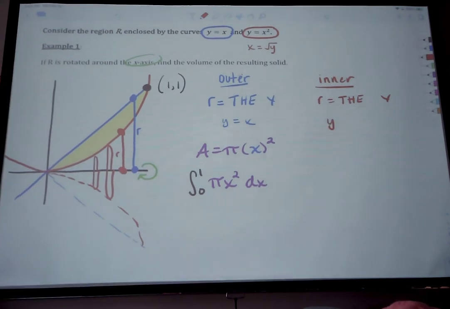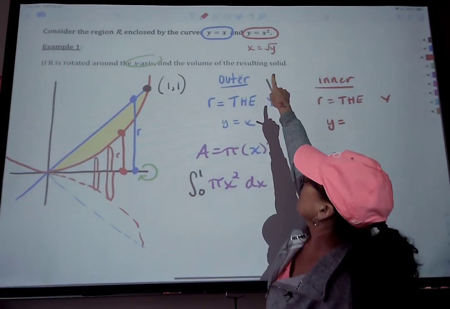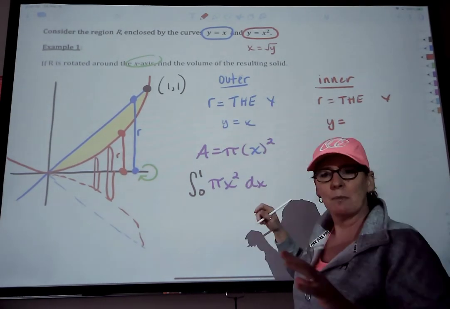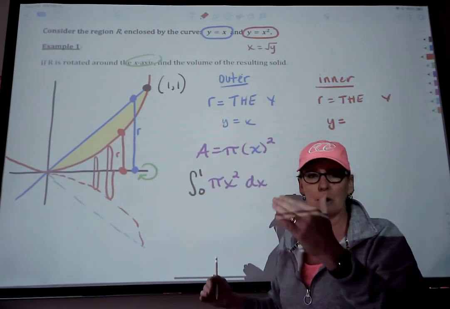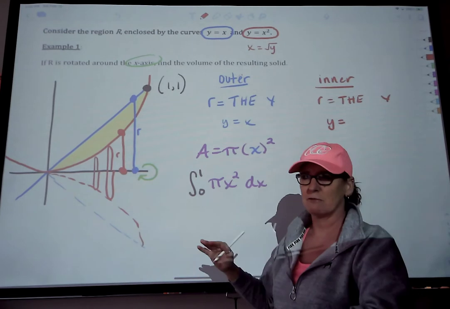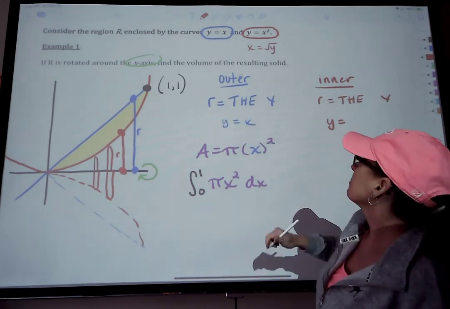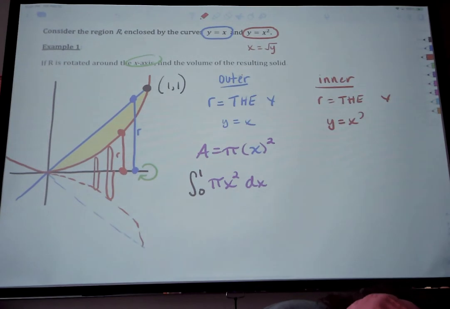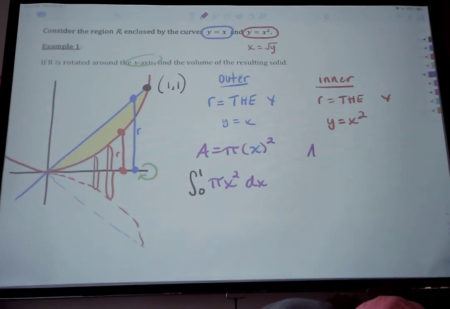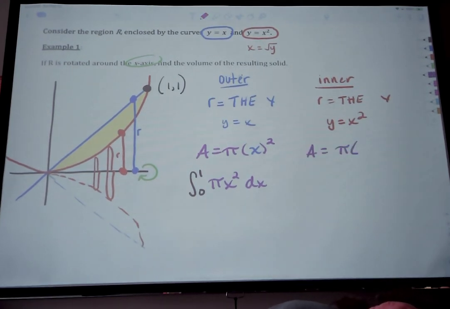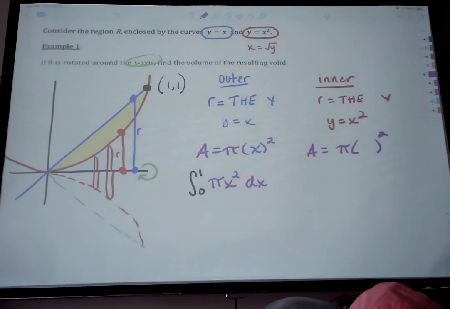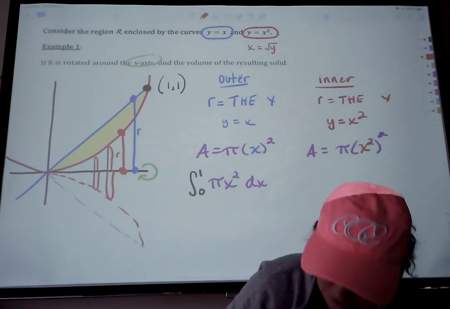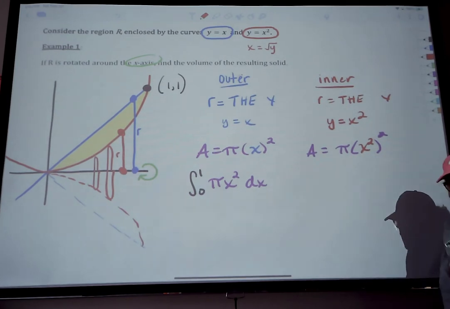And up there when it gave me my two equations, I went ahead and thought, before I get started, I'm going to put one of them in terms of x and one of them in terms of y. So I changed the red around, but I need the original. So my area is going to be pi times my radius squared.